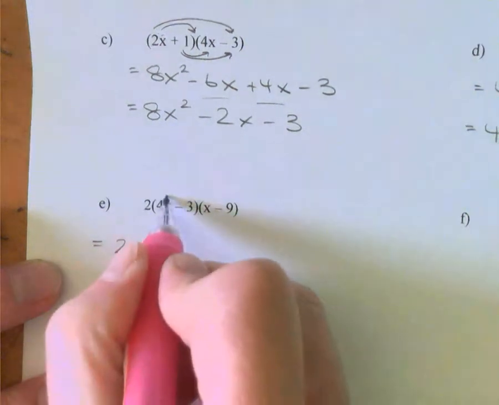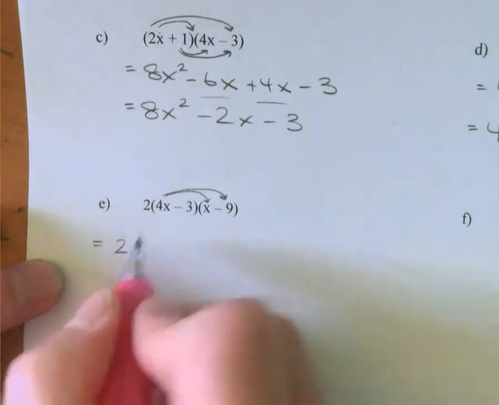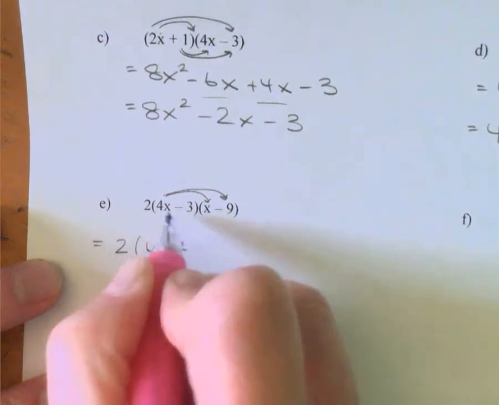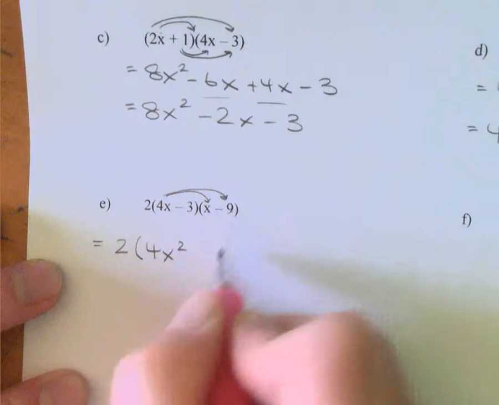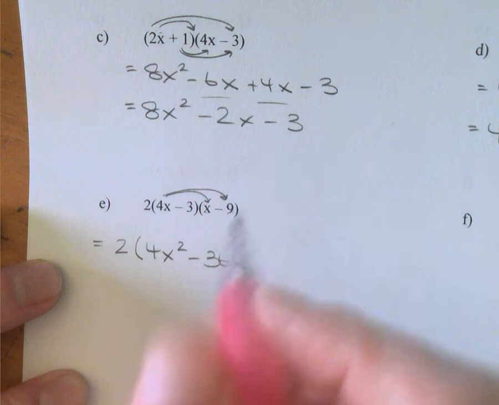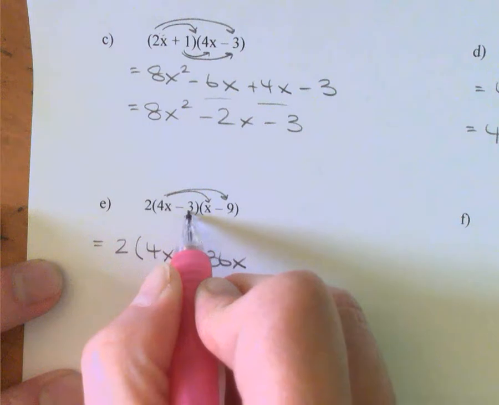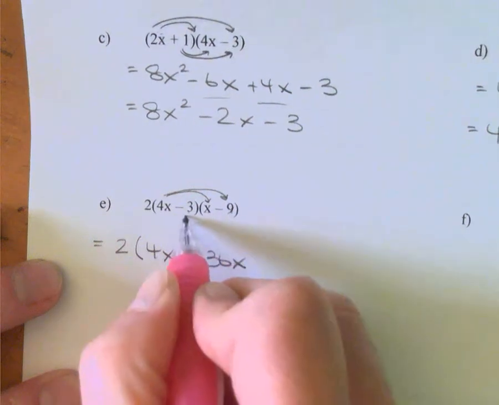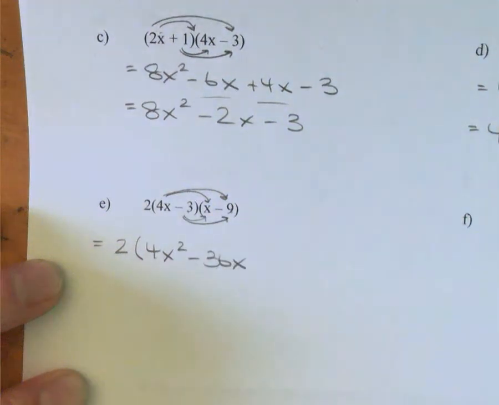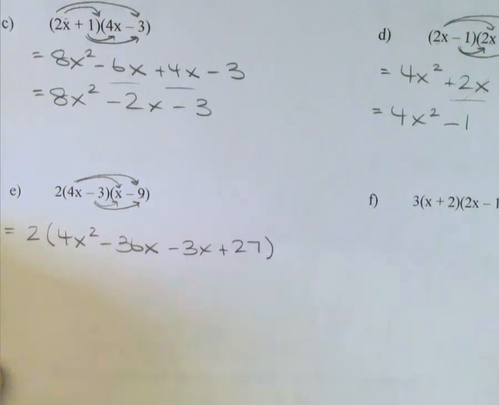So I'm going to do 4x times x and 4x times minus 9. So I'm going to put a bracket. So 4x times x is 4x squared. And 4x times minus 9 is minus 36x. So I have minus 3 times x and minus 3 times minus 9. So that will give me minus 3x plus 27. And I'm going to close the bracket.